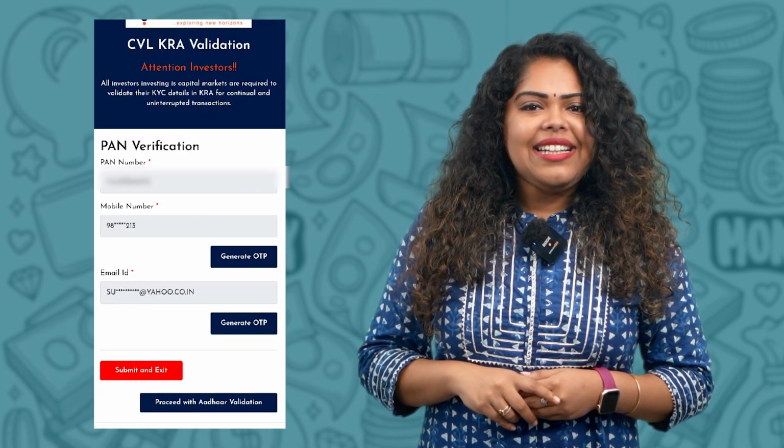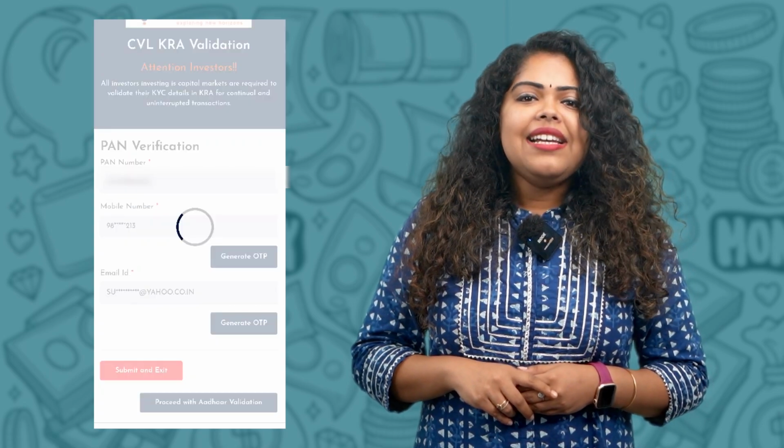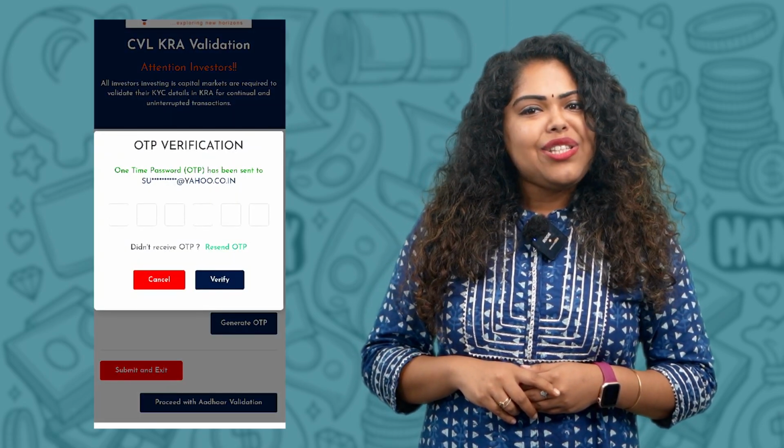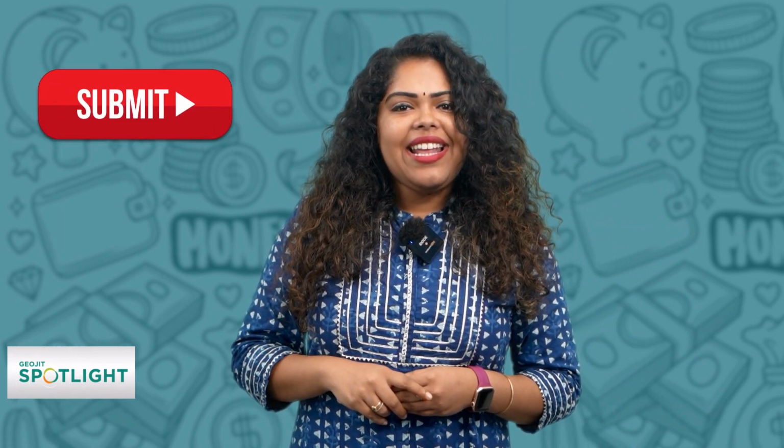Once you have identified the KRA, follow these steps to update your mobile number and email ID on the KRA website. Enter your PAN and click outside the box to retrieve your mobile number and email ID. Click on Generate OTP next to the mobile number and email ID fields. Enter the OTP and verify. After both the mobile number and email ID are verified, click Submit and exit to initiate the verification request.